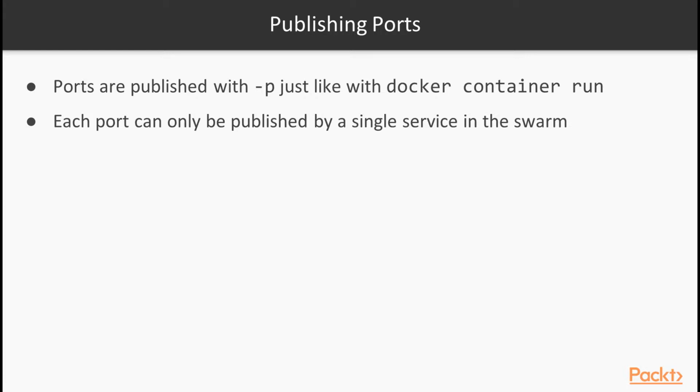The port is opened on every node in the swarm, and the traffic is forwarded to the service. Each port can only be published by a single service in the swarm. For example, if you start an Nginx service that publishes port 80, you cannot later start a WordPress service that also publishes on port 80. In video 3.7, we'll learn how to use the Traefik proxy to proxy multiple services running in the swarm.